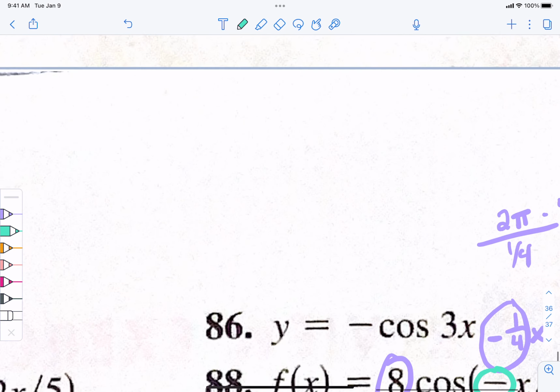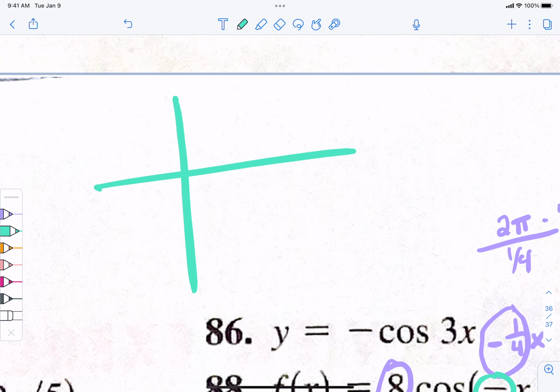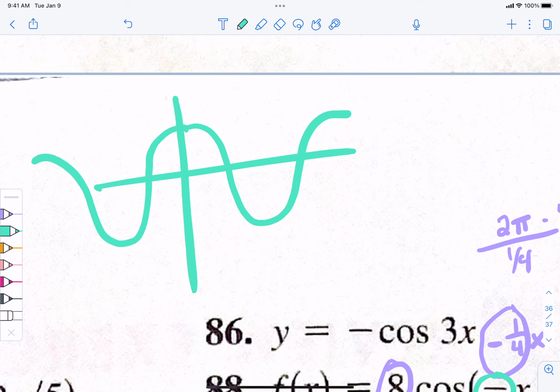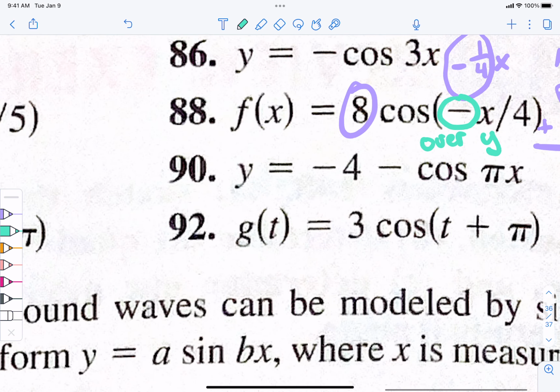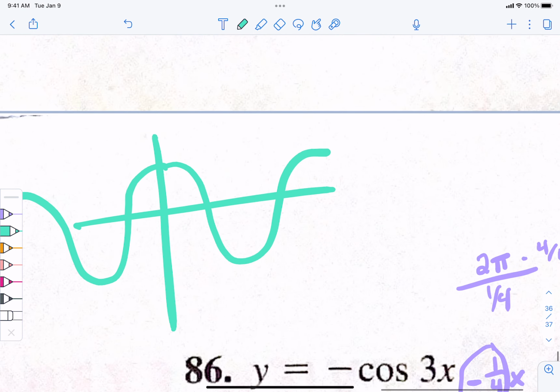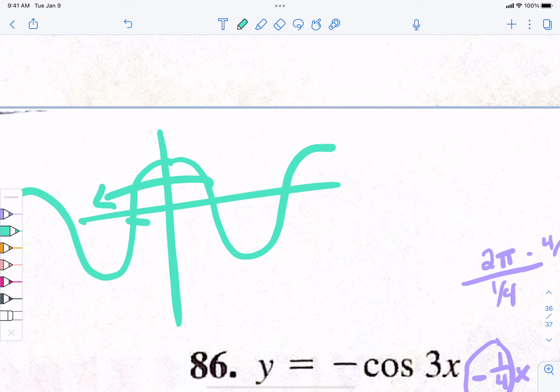Cosine normally looks like this, and it goes the same on this side. So if I flip it over the y-axis, it's the same. That negative really does nothing to it. If it were flipping over the x-axis, there would be a negative in front of the 8. The y-axis reflects it this way, so this chunk goes over here, which is exactly the same for cosine.